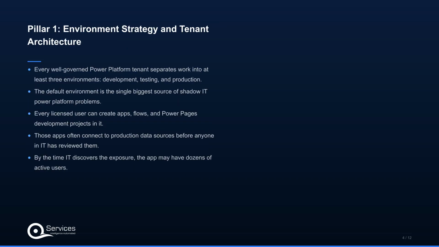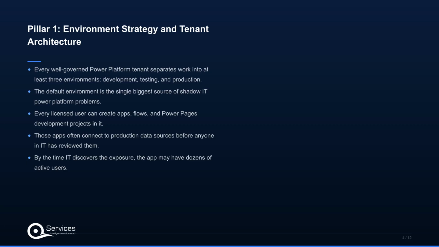Now, moving on to Pillar 1, Environment Strategy and Tenant Architecture. Every well-governed Power Platform tenant separates work into at least 3 environments: development, testing, and production. This sounds obvious, but most organizations skip it and deploy everything to the default environment, which is a shared space with no capacity limits, no DLP defaults, and no deployment controls.